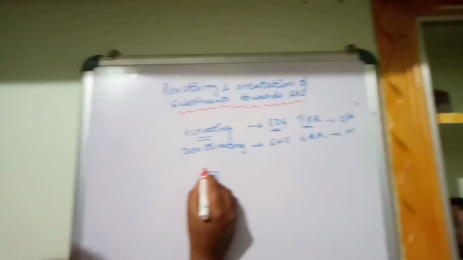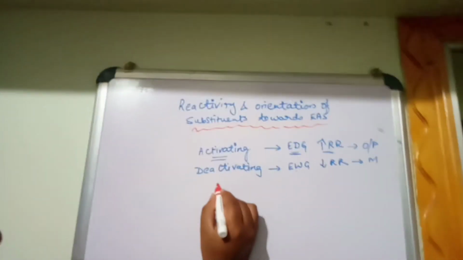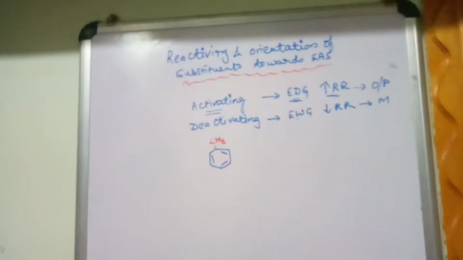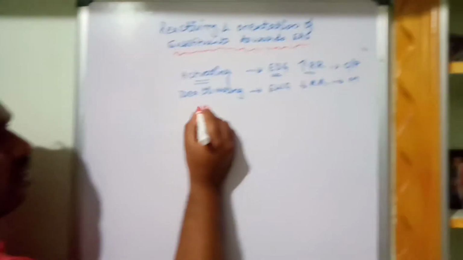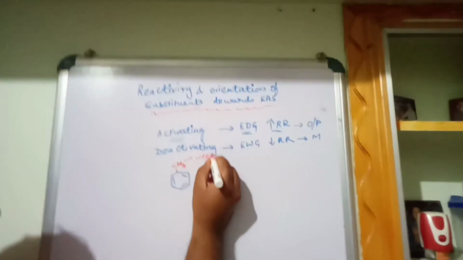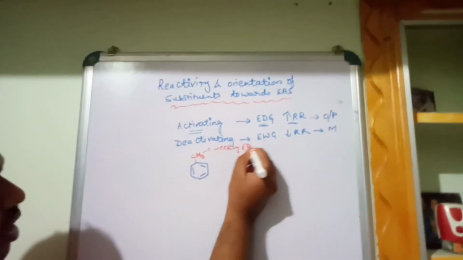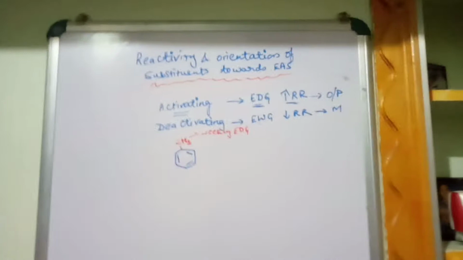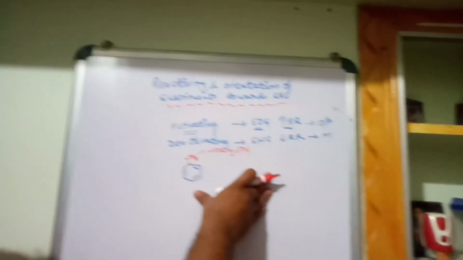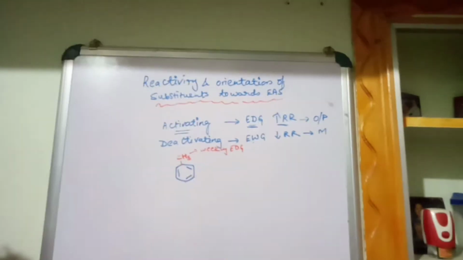Now I consider one group, like the methyl group. What is this methyl group? The methyl group comes under electron donating groups. It is a weakly electron donating group. So the methyl group attached on the benzene ring is an electron donating group. Electron donating groups are activating groups. They activate and increase the rate of reaction. They activate the benzene. How they activate, I will tell you.